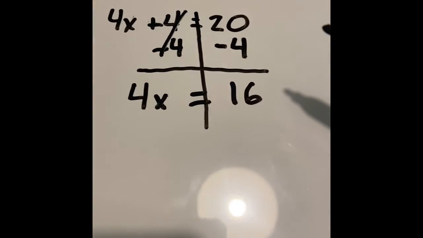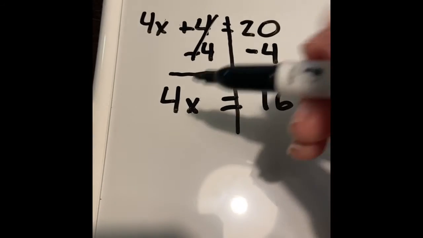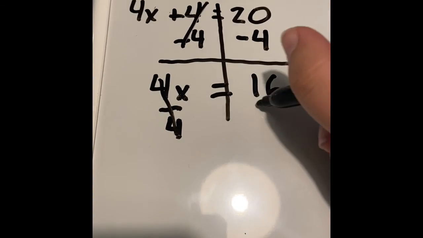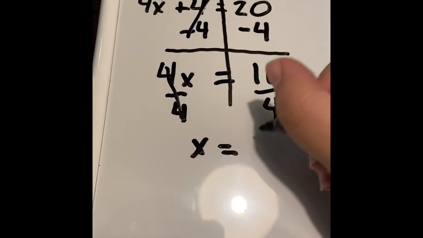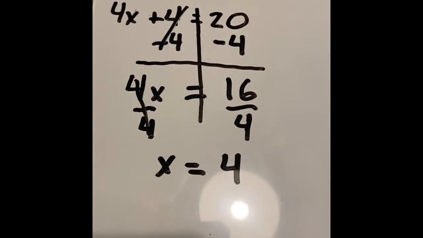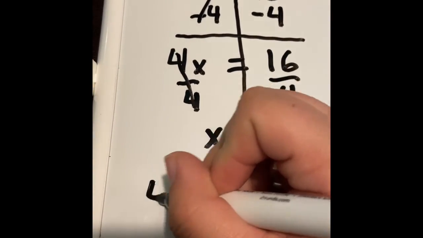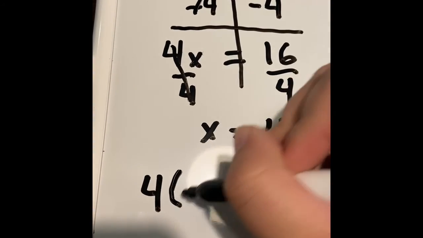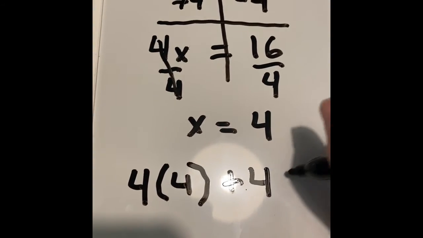And of course the inverse of multiplying is dividing, so we're going to divide by 4, and we get 1 there, and then divide by 4 here, so then we get x equals 4, because 16 divided by 4 is 4. It's simple enough. And of course, if you want to double check that you got the right answer, you just plug the 4 back in for the x. So we have 4x, which is 4 times 4 plus 4 equals 20.